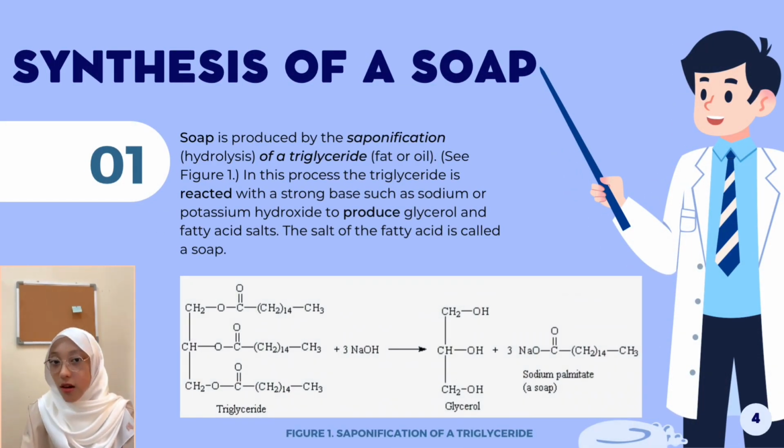Here is the synthesis of a soap. Soap is produced by the saponification (hydrolysis) of a triglyceride, or we usually call it a fat or oil. As you can see in figure 1, in this process, saponification of triglyceride, the triglyceride, which is located at the left side, is reacted with a strong base such as sodium hydroxide to produce glycerol and fatty acid salts. The salt of the fatty acid that I'm talking about is sodium palmitate, which is called a soap.